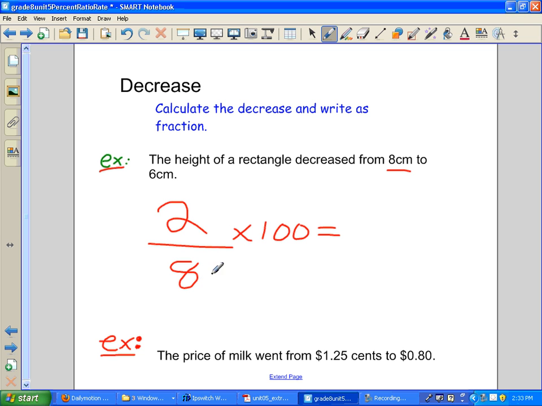So 2 divided by 8 is 0.25. You can work that out on your calculator. Times it by 100, and the answer is 25%. So the height of the rectangle went down 25%.